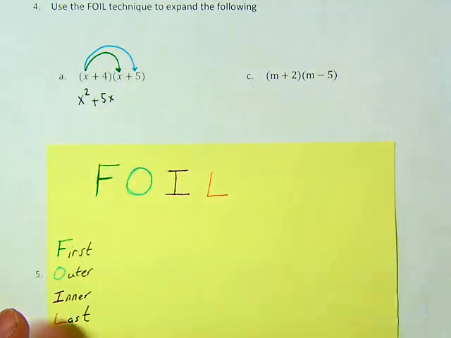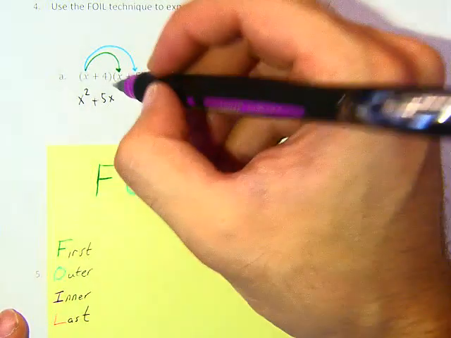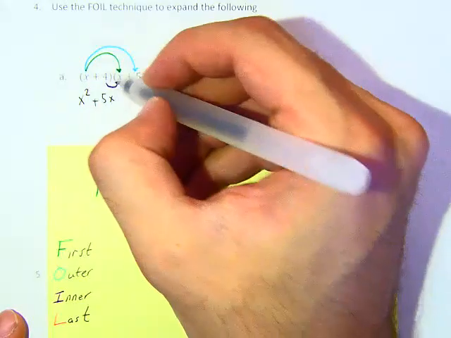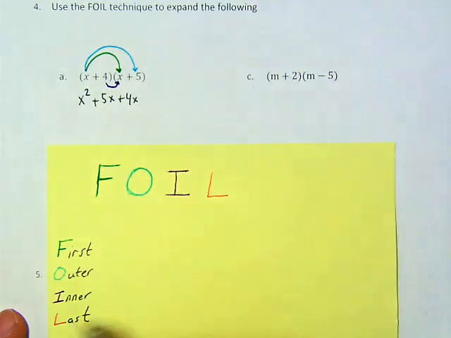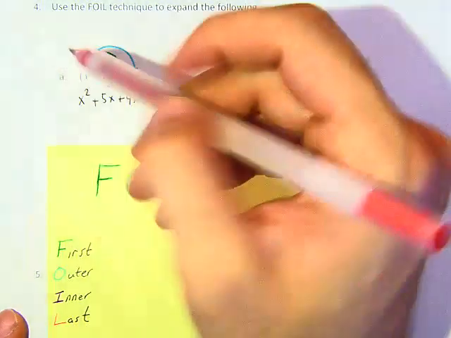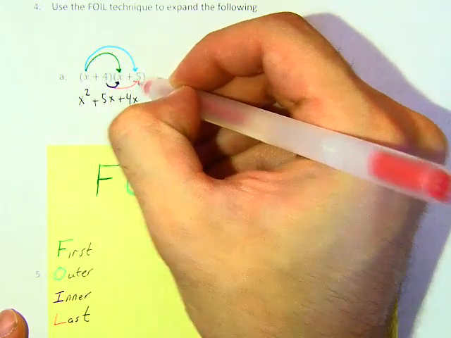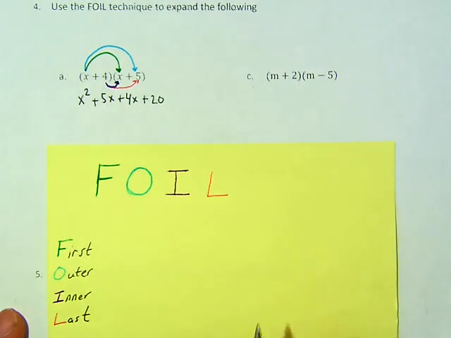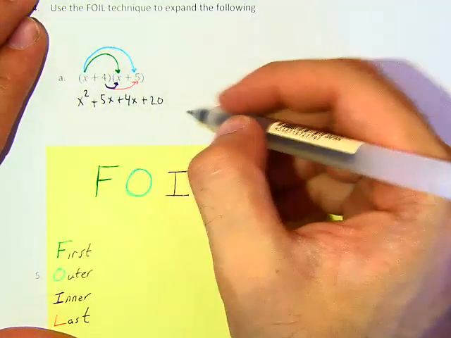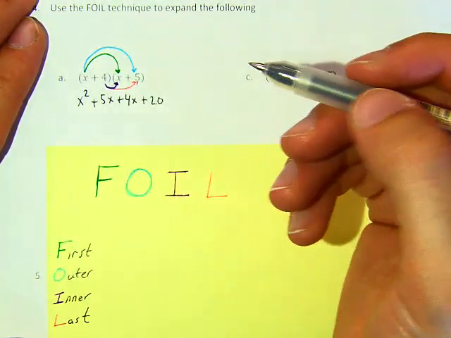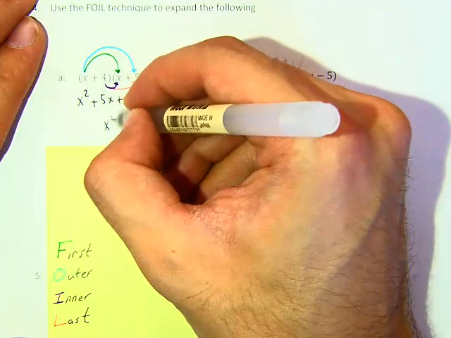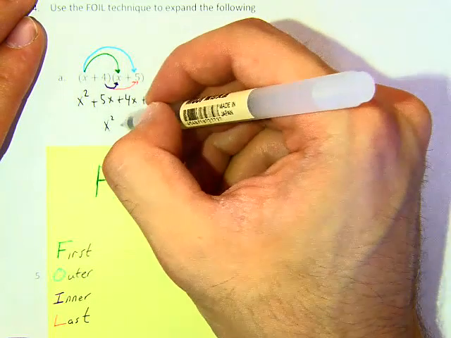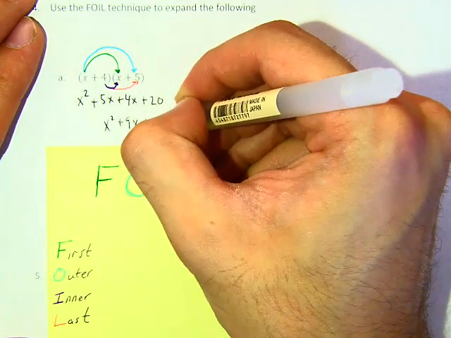And the next part, let's follow the purple over here. So the inner is 4 times x, which is 4x. And the last part over here, the L, this is 4 times 5, which is 20, right? I am sure you have seen this many times before in your Algebra 1 class, but just in case you forgot, remember this is it. And then what do I have? I have x squared. I can't combine it with anything. Then the 5x and the 4x becomes 9x plus 20.